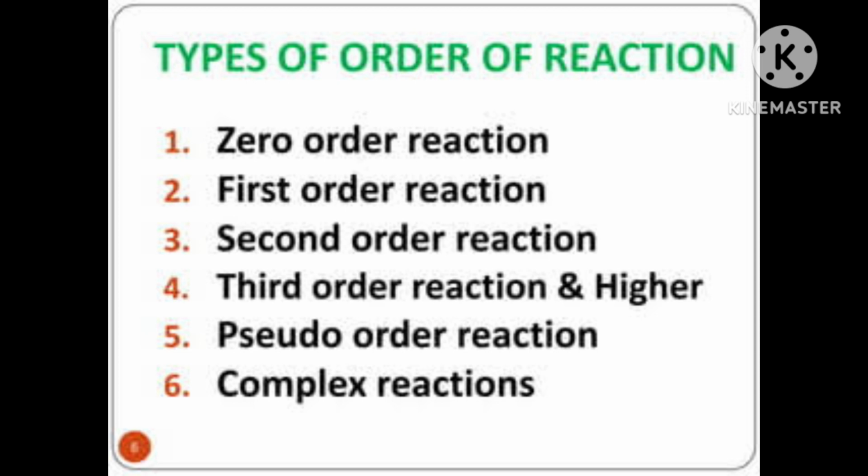Another example I am telling you: ethyl acetate, CH3COOC2H5, plus H2O, gives acetic acid plus ethyl alcohol. This is the balanced equation. In the first example, in the balanced equation, there was one molecule of chloroform and one molecule of chlorine. In that case molecularity was 2, 1 plus 1, but order of reaction was 1.5.